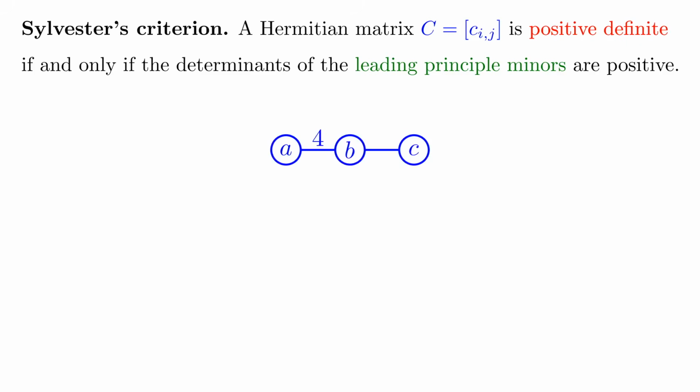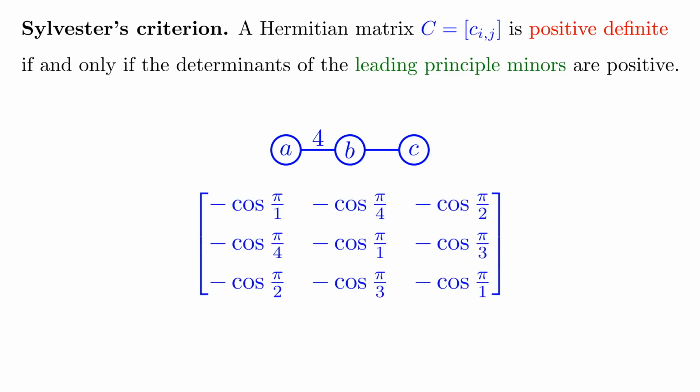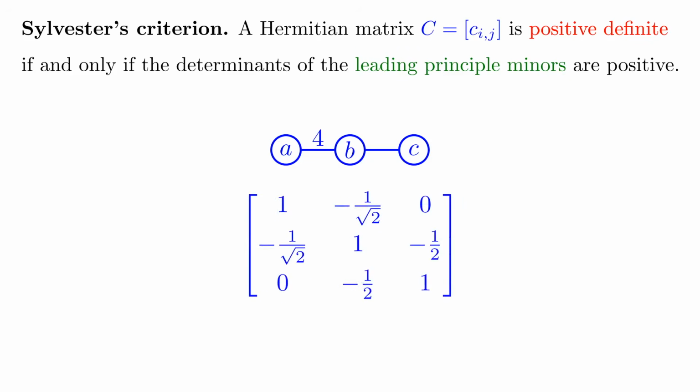Let's try an example. Here's the graph for the system B3, the symmetry group of a cube. This is the matrix of braid lengths, which we call the Coxeter matrix, and to get the C matrix we just have to take minus cosine of pi over each entry. I'm also going to multiply everything by 2 to get rid of these nasty fractions. We're allowed to do this because it doesn't change whether the resulting matrix is positive definite or not.